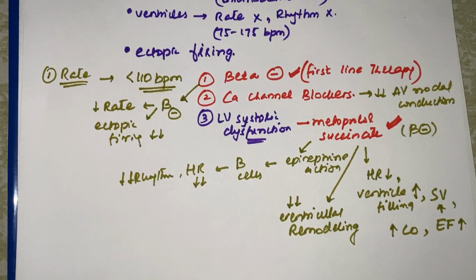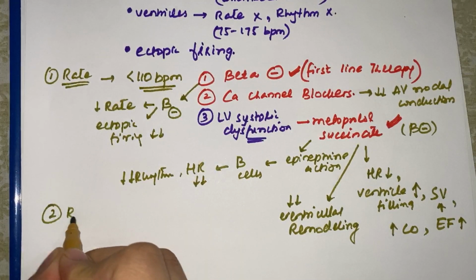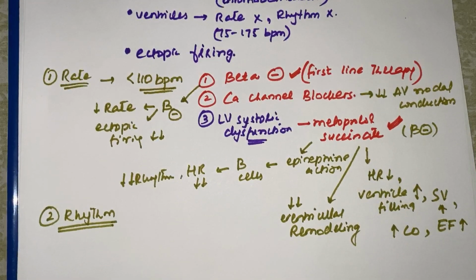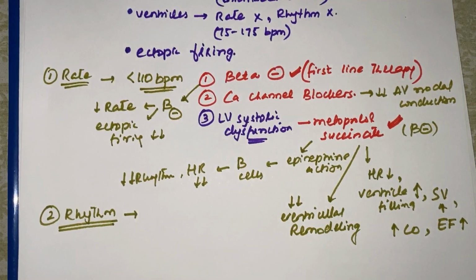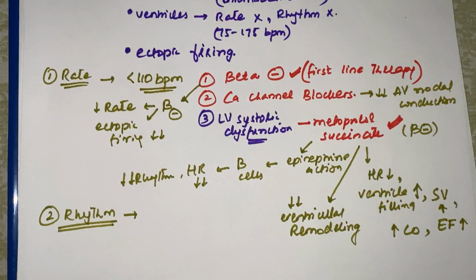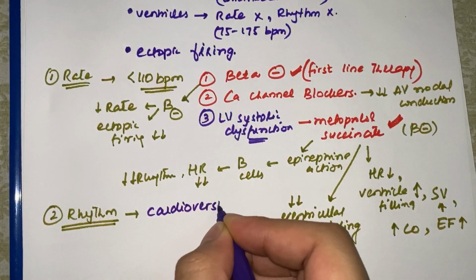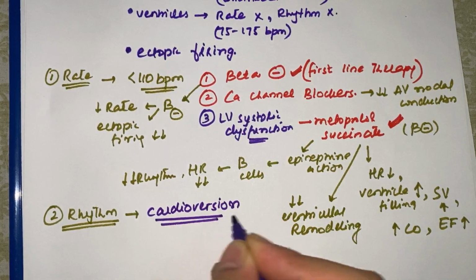Fine. Now moving on to our second problem, that is the abnormality of the rhythm. So we have to maintain the rhythm. For maintaining the rhythm, the first therapy is cardioversion. Now the question will arise in your mind, what is this cardioversion?